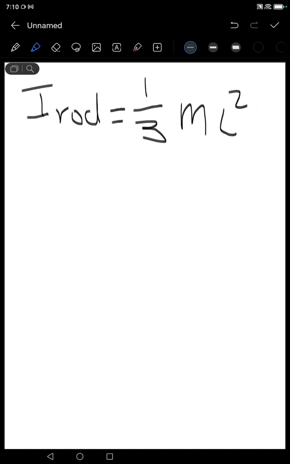The reason why it's 1/3 is that when the rod is at the end, the moment of inertia is 1/3 ml squared. When the rod is at the center, it's 1/12 ml squared. I don't know if you still remember that. If the rod is at the end, it's going to be 1/3, and if it's at the center, it's going to be 1/12 ml squared. So our rod is at the end, that's why we have 1/3 ml squared.